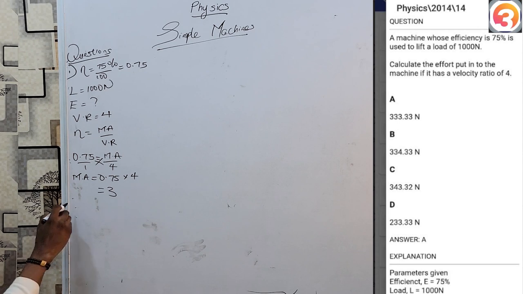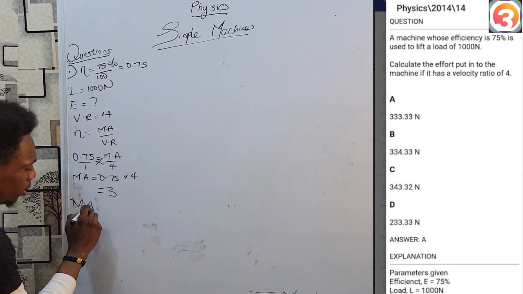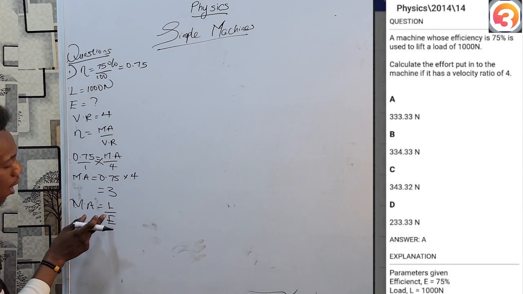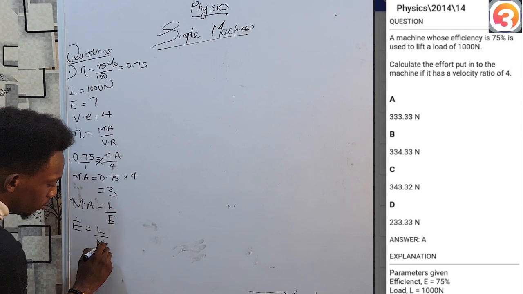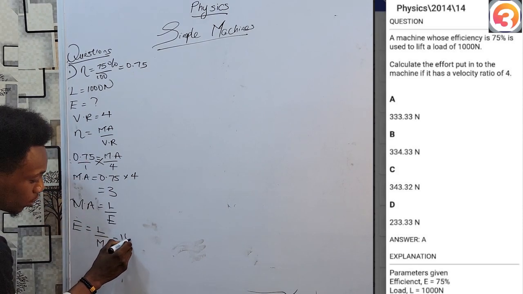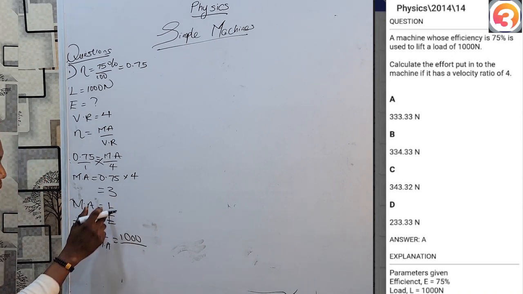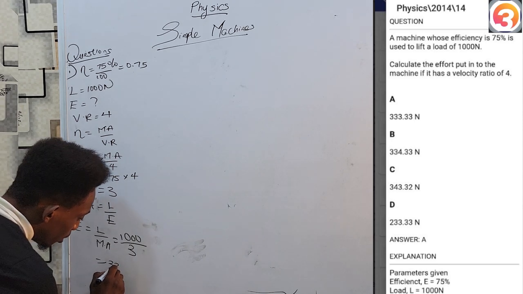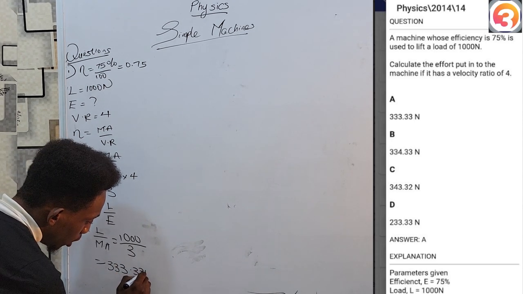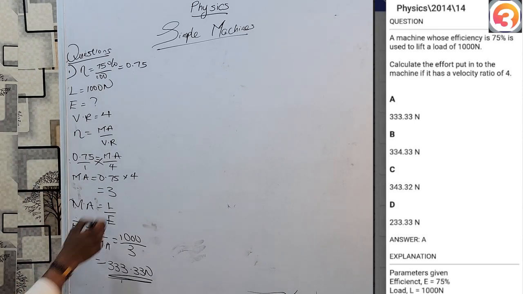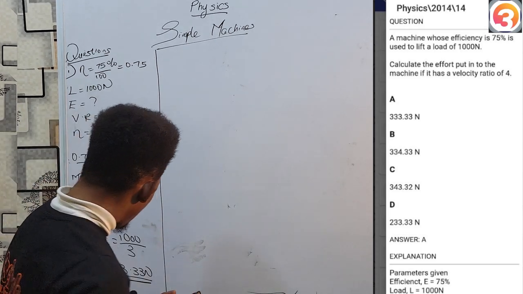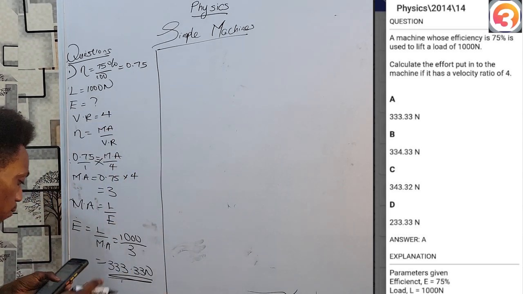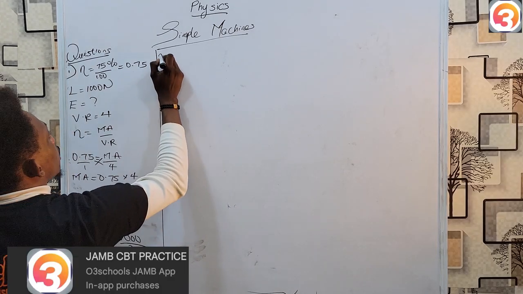Once I know my MA, remember that MA is load over effort. I want to find effort. So if I cross multiply, effort is load over MA. The load, as we can see, is 1,000 newton, and MA, as we've gotten, is 3. 1,000 over 3, which your calculator gives you 333.33 newton. And that is our answer to our first question. So you see, very simple. That's option A, 2014 question 14. Let's try a new question.